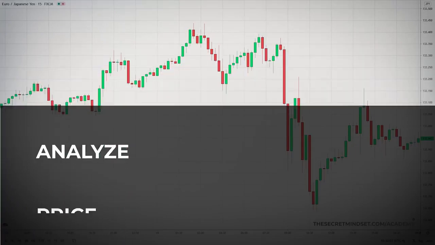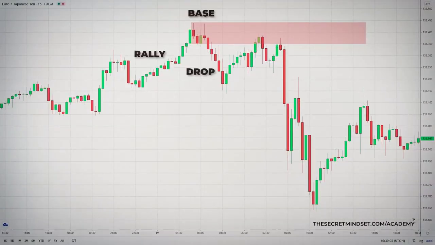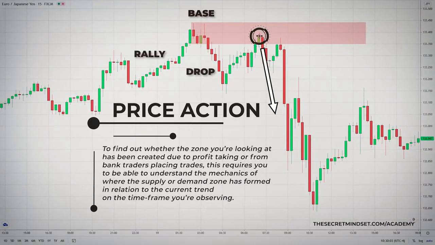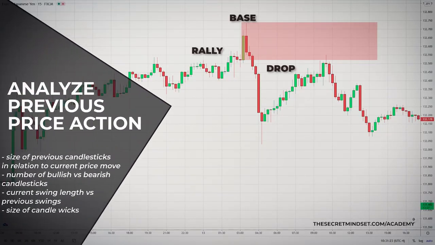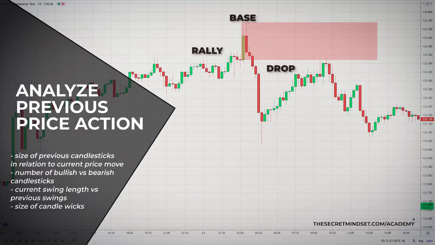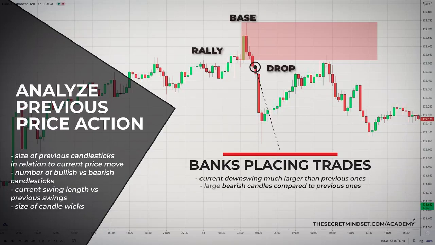To find out whether the zone you're looking at has been created due to profit taking or from bank traders placing trades, this requires you to be able to understand the mechanics of where the supply or demand zone has formed in relation to the current trend on the time frame you're observing. The first piece of market structure in a rally-based drop is a rally. The analysis of the rally is what will give us clues in figuring out the reason why the zone has been created. The size of the candlesticks which form the rally or the drop, along with the understanding where the wicks are on the candles, can give us the information needed to find out why the zone has been created.